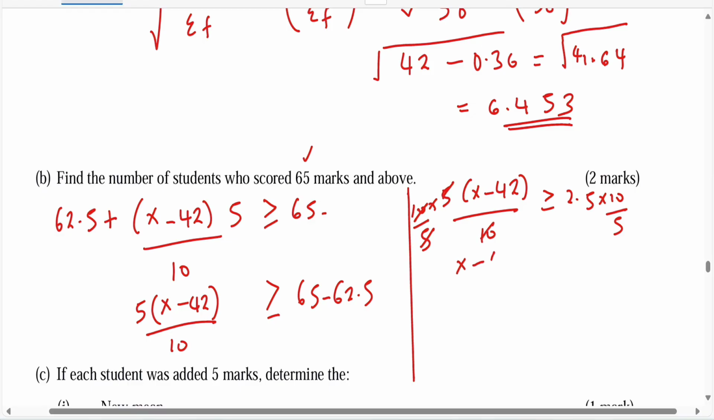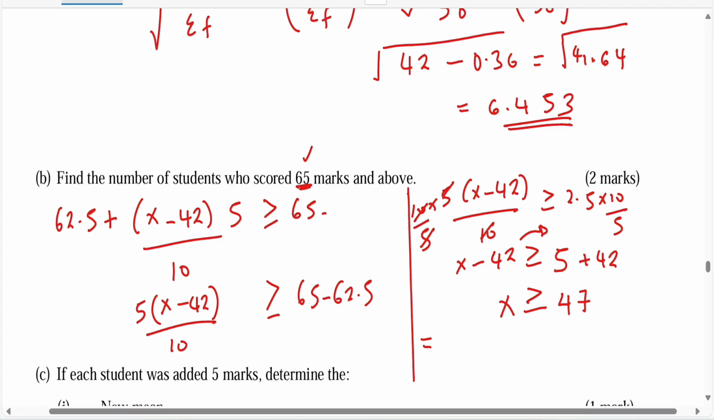So we remain with x minus 42, which is greater or equal to 2.5 times 10 divided by 5. So 2.5 times 10, then divide by 5. It gives us 5. So now negative 42, take to the other side, it becomes positive 42, which should be greater or equal to 47. So here you are told they scored 65 marks and above. Your x should be greater or equal to 47. So it should range from 47 to 50.